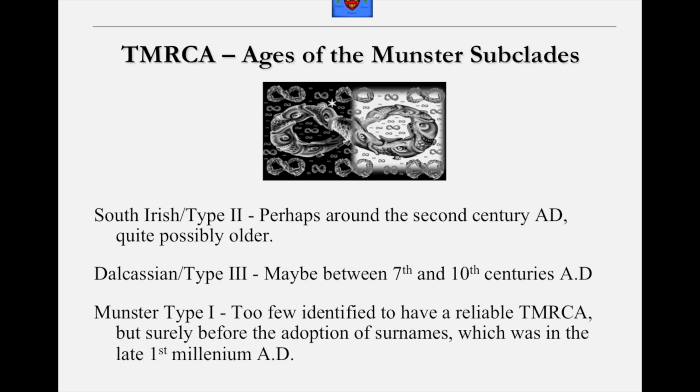TMRCA, the time to the most recent common ancestor, the ages of the Munster subclades. Anytime I start thinking about ages and dates, I think of the Mark Twain adage that Finbar already mentioned. There are lies, damned lies, and then there are statistics. Statistics can only be probabilities. And there are so many factors that are difficult to identify that I haven't myself made any effort to try to date any of these subclades, but others have.